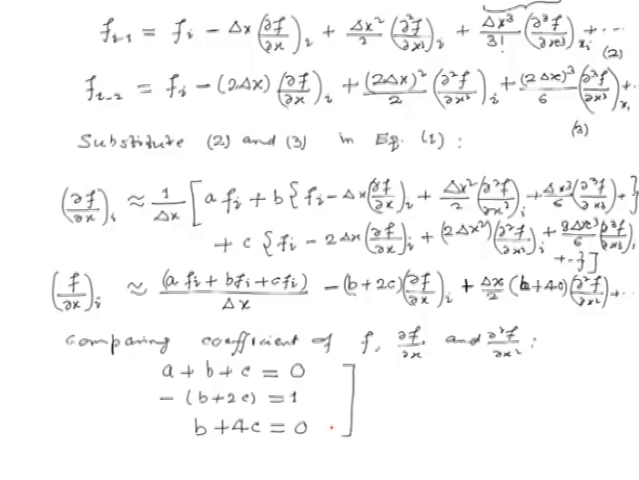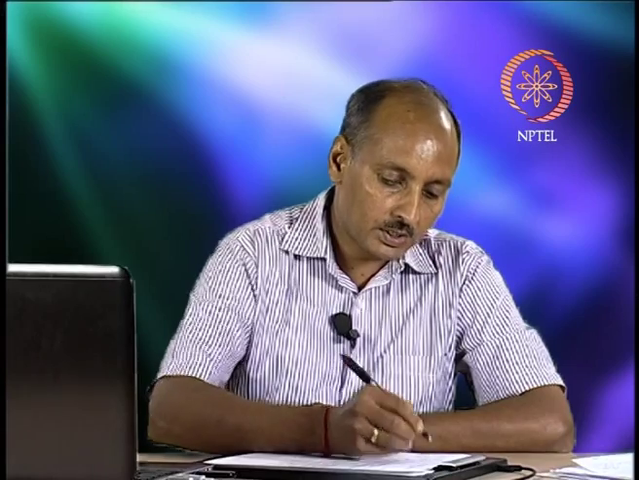So now can we solve these three equations to get the values? So I would leave that as a simple exercise. So exercise: solve for a, b and c, and once we have obtained the values of a, b and c, we will get our expression for the first order derivative using our generalized expression on a uniform grid. So that is what we get.